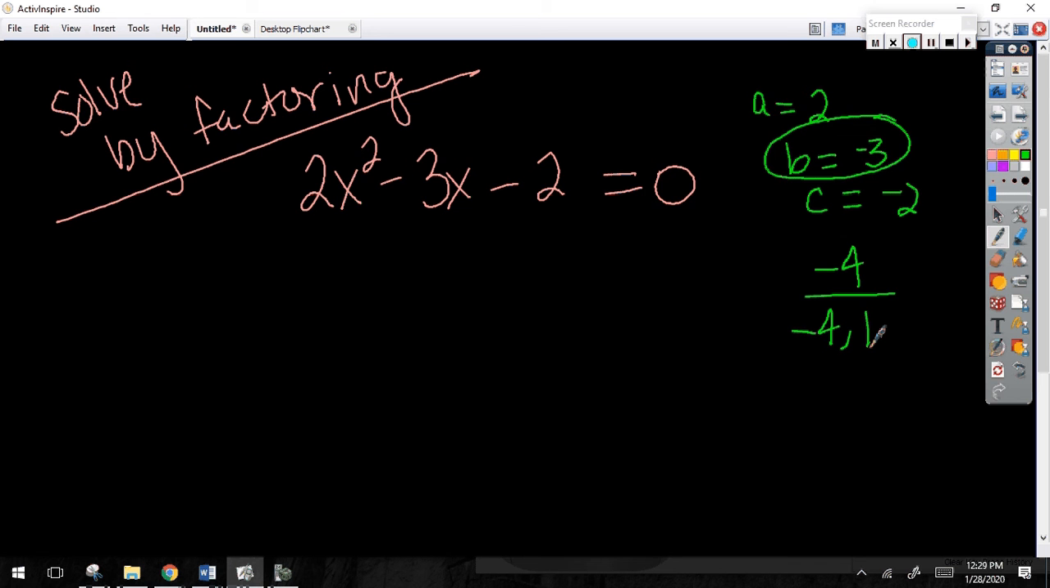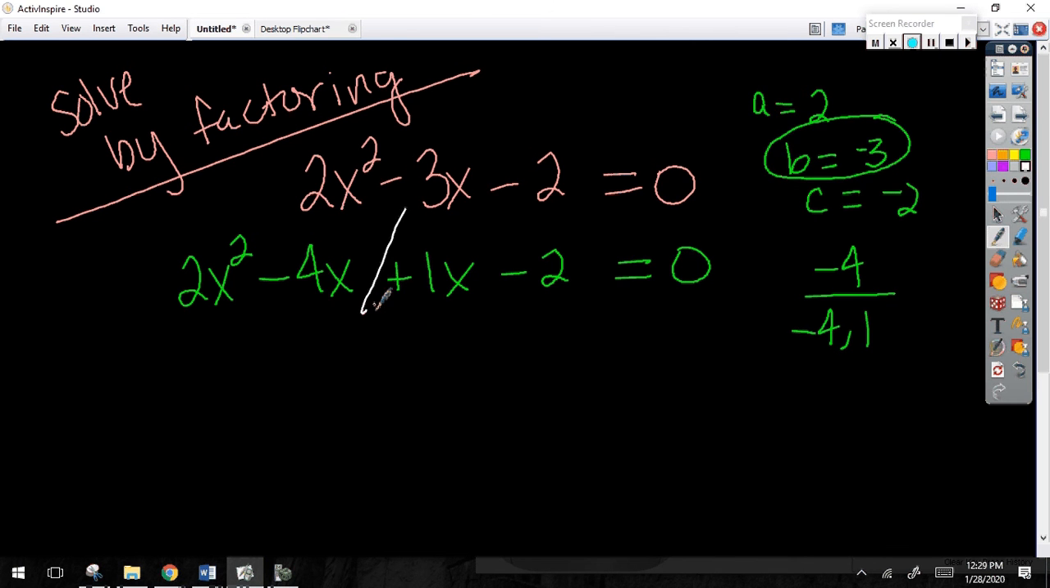Is it all coming back to you now? Okay. So now I do 2x squared. Instead of -3x, I do -4x and 1x. What can you take out of the first two terms? What's left? Keep the middle sign. What can you take out of the last two?